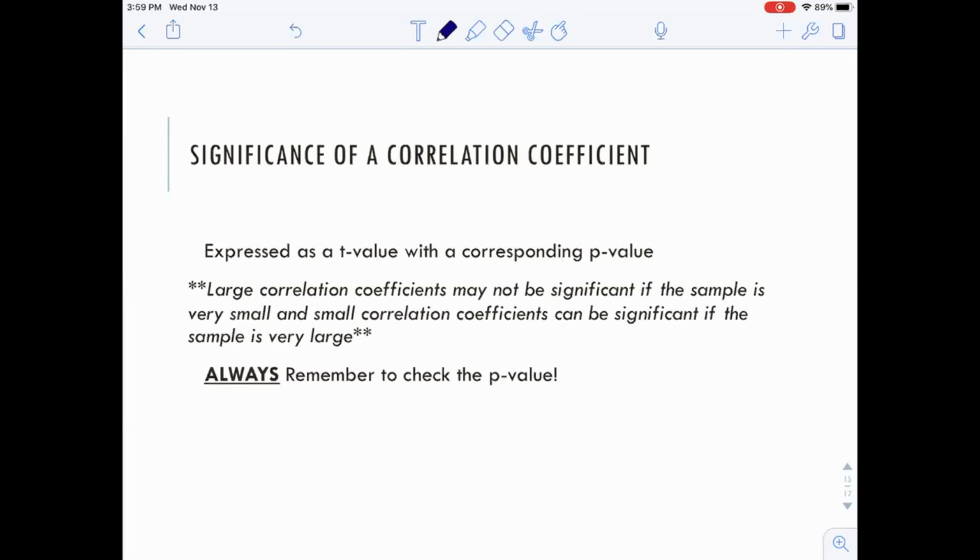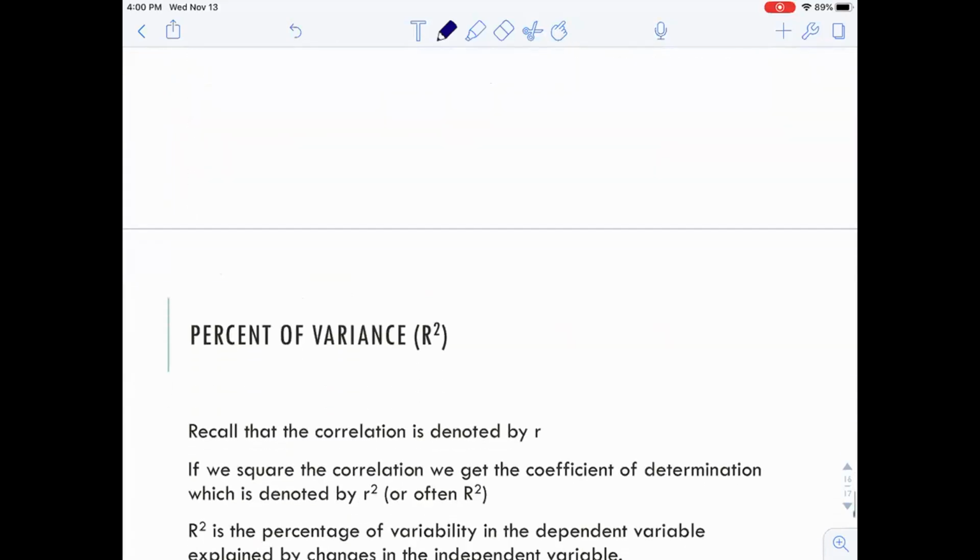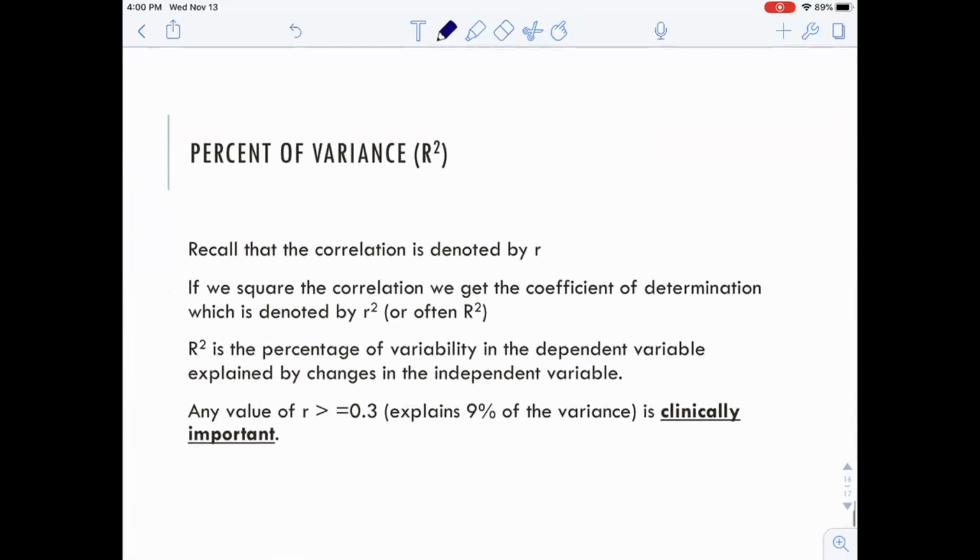Whatever you do, keeping this in mind, you're just going to run your t-test for the correlation and then check the p-value. Everything hinges on the p-value. You're not going to look at the correlation and say, whoa, that was 0.89, that's huge, yep, that's significant. You have to do the test and check your p-value. All right.